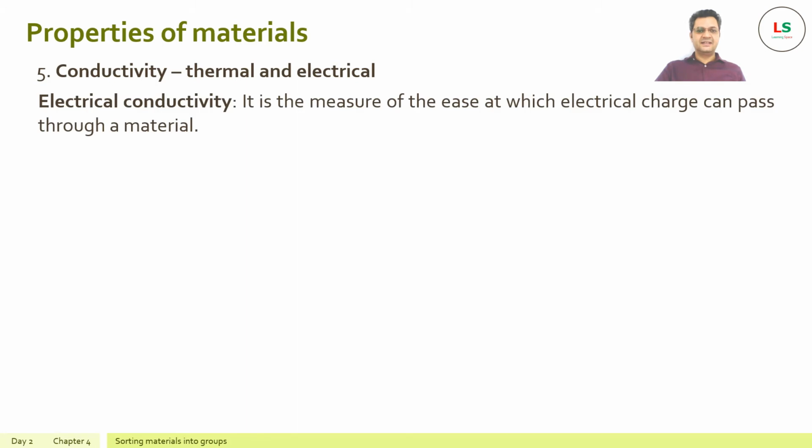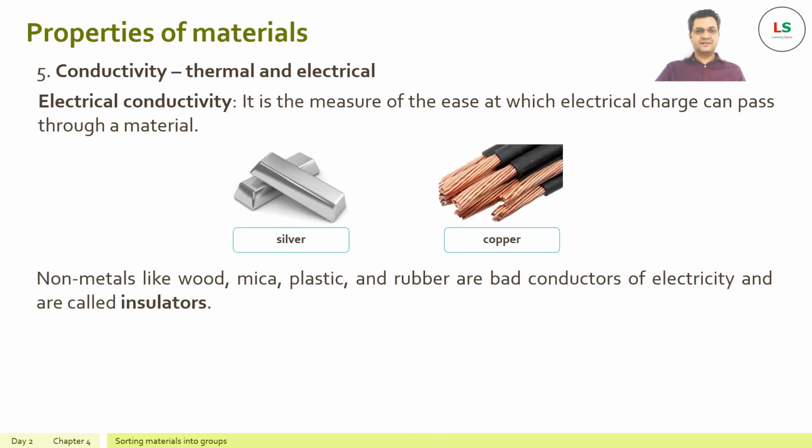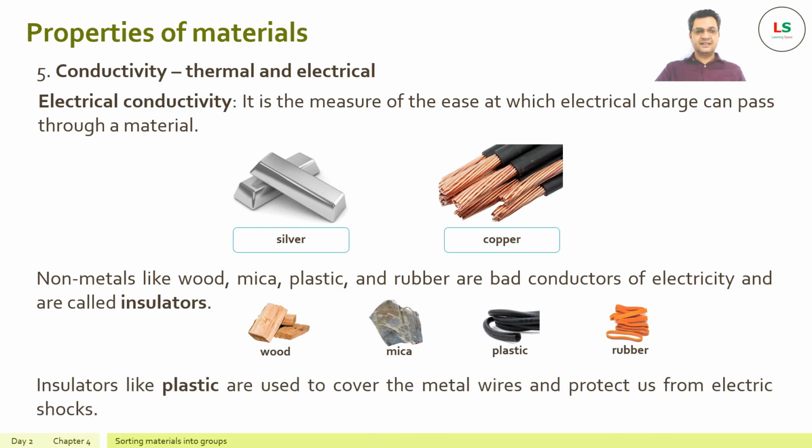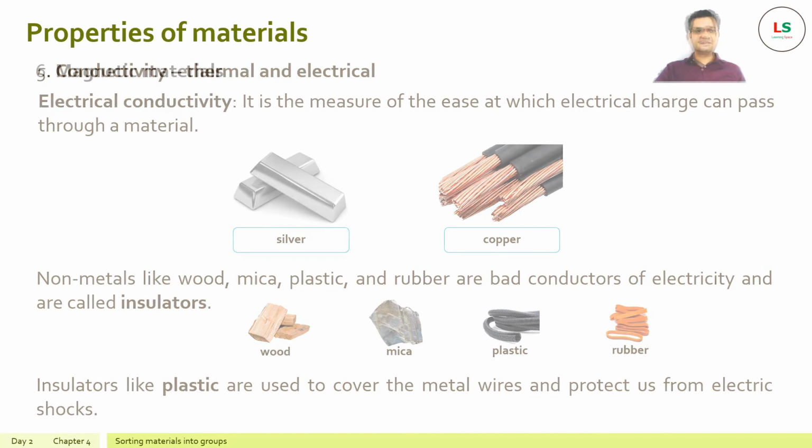Electrical conductivity. It is the measure of the ease at which electrical charge can pass through a material. We have the best conductors as silver and copper. Non-metals like wood, mica, plastic and rubber are bad conductors of electricity and are called insulators. Insulators like plastic are used to cover the metal wires and protect us from electric shocks.